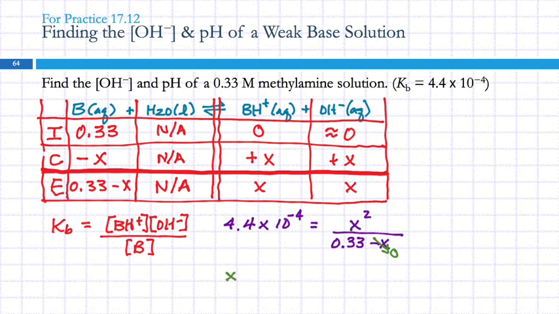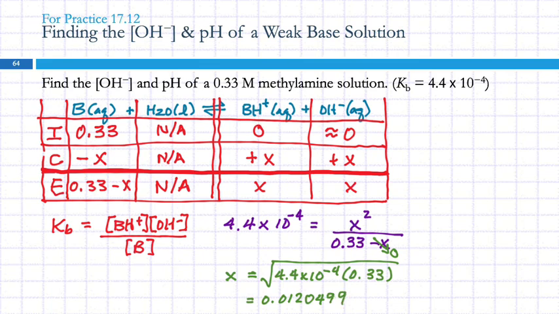So then we can say that x is the square root of 4.4 times 10 to the minus 4 times 0.33. Okay, what did you get from the solver? Anybody? 0.1183. Okay.